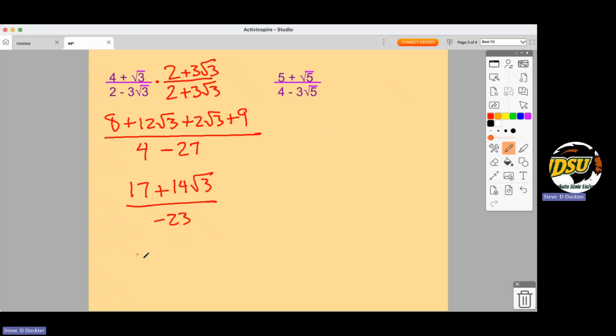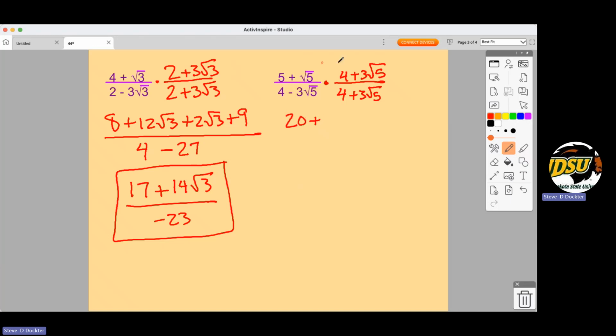And there's nothing here that we can pull out of the top that's going to cancel with the bottom. So there's our answer. All right, for the last one here, we're going to do the same concept. Multiply top and bottom by the conjugate. So 4 plus 3 square roots of 5, both top and bottom. All right, when we do that, we FOIL this out. 5 times 4 is 20. Plus 5 times 3 square roots of 5 is 15 square roots of 5.